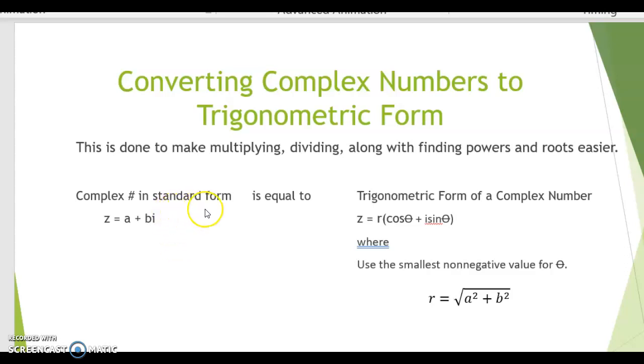The standard form of a complex number is a plus bi. In trigonometric form, this same number would be r times the quantity cosine theta plus i sine theta. For your angle theta, you always use the smallest angle measurement that is non-negative. The formula for r is the square root of a squared plus b squared.